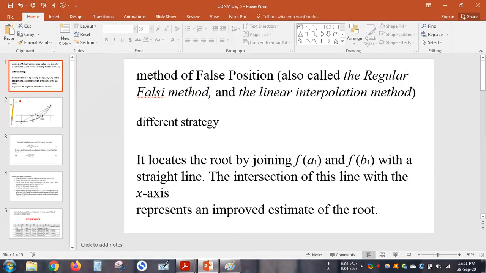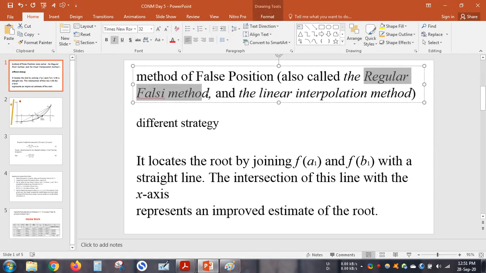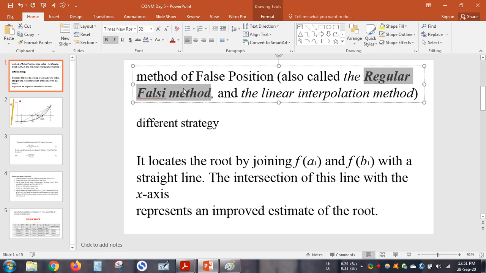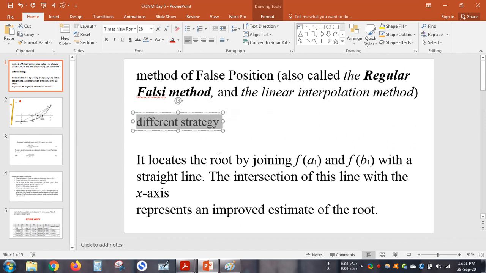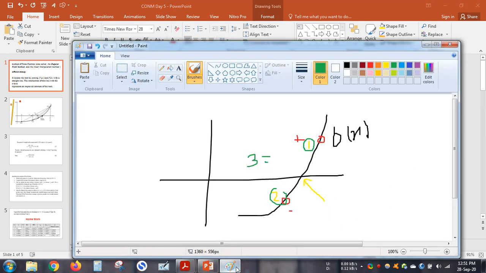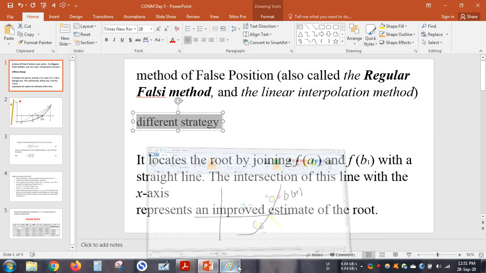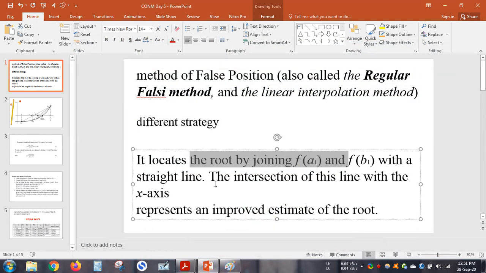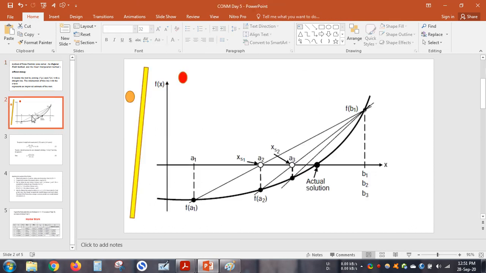Now the method of false position is also known as the regula falsi method, which is a very prominent name by which it's known, or it is also known as the linear interpolation method. Here a different strategy is used in order to find the approximated root. What is that strategy? Instead of just finding the midpoint, we will find a straight line joining the 2 points, and the intersection of the line will give me a value which is closer to the real value. Let's see that with an example.